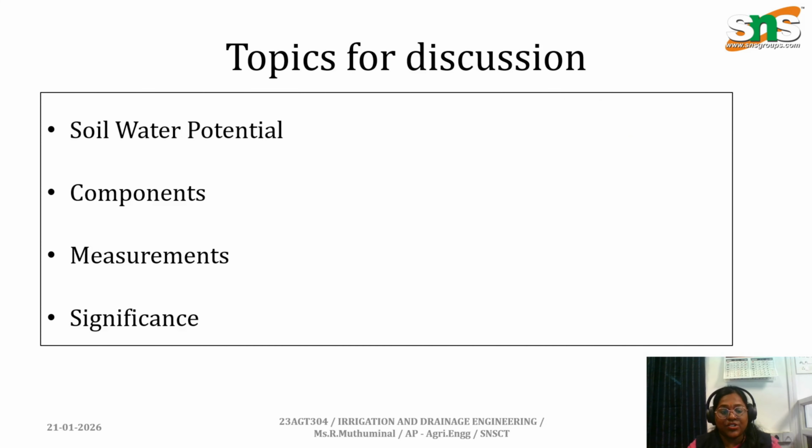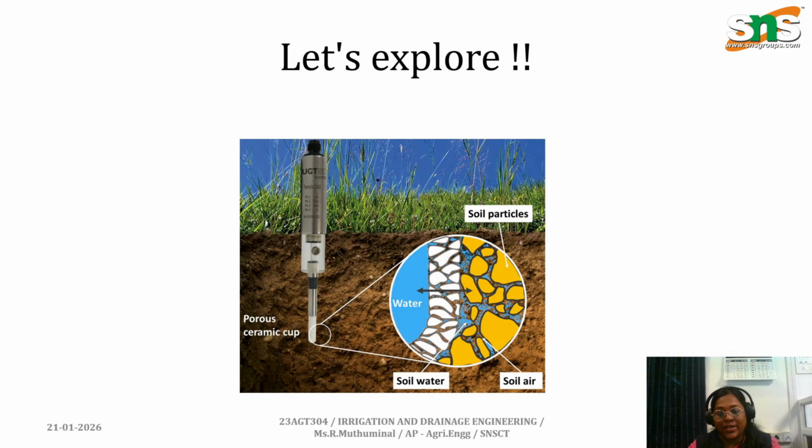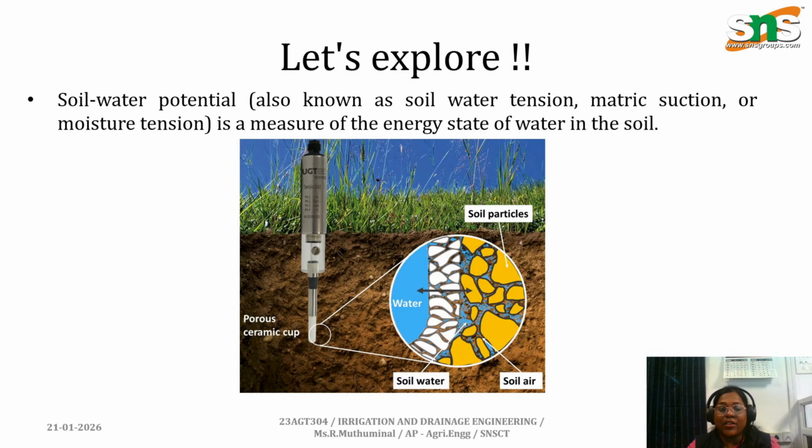Today's topic for discussion is soil water potential: its components, how we are going to measure them, and what is the significance involved in it. Let us explore what soil water potential is. As we all know, it is otherwise known as soil water tension, matric suction, or moisture tension, which is a measure of the energy state of water in the soil.